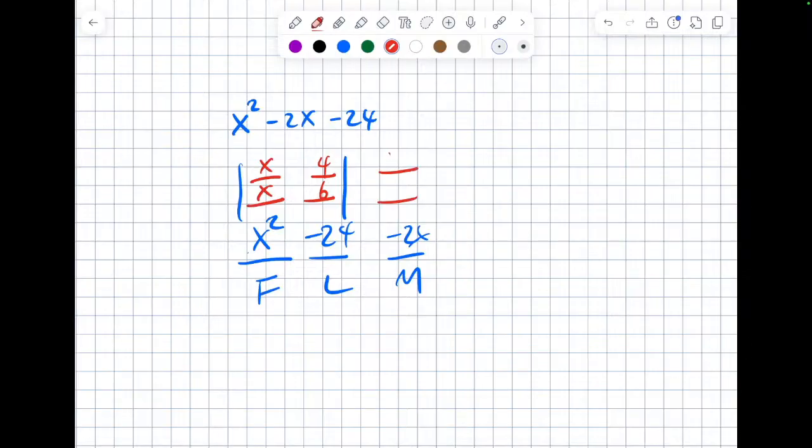Okay, so 4x here and 6x. Does that make sense? Now, Andres, which one needs to be negative in order to give negative 2x? The bigger number. Okay, why? Because negative 6 is bigger, right? So the 6 is bigger than 4, but it's a negative, so it's going to go negative.